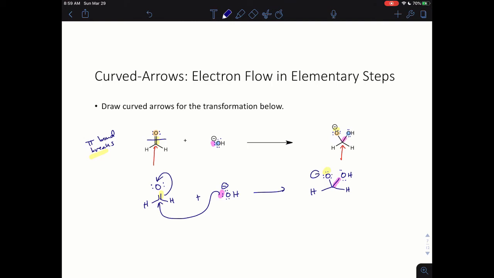Now, how do you know all this is happening? You know because you're given the reactants and products. We haven't learned this elementary step yet. You can't predict these products, but you're given them, and so you can draw the curved arrows.